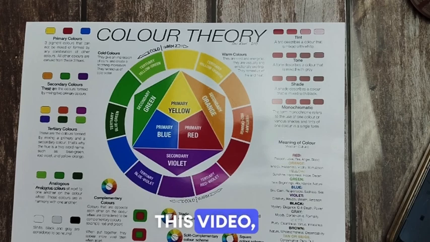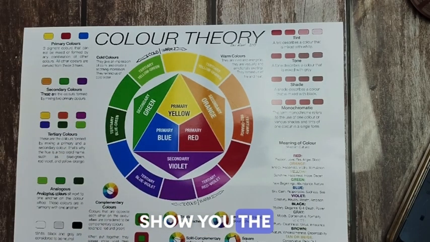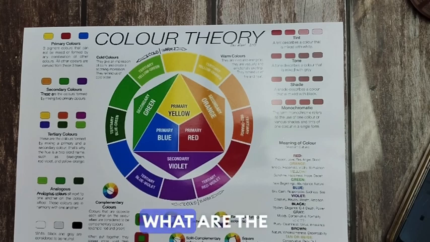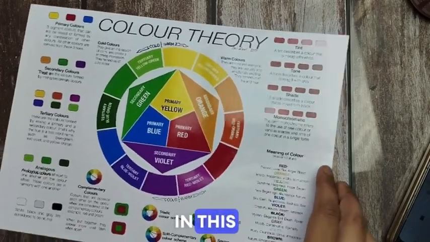So today in this video I will explain to you about the color wheel and everything, and also I will tell you by mixing which color you will get what color, which shade you will be getting by mixing any colors. Okay, so let's start. First I'll show you the color wheel. What are the primary colors, what are the secondary colors, everything I will be telling you in this color wheel.